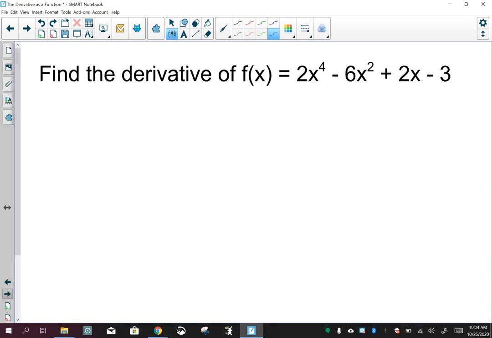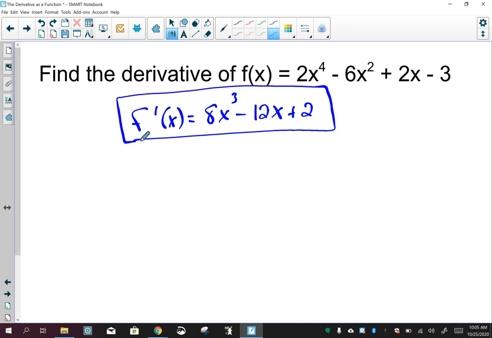Let's look at some examples here. Find the derivative of f of x equals 2x to the 4th minus 6x squared plus 2x minus 3. You should be able to do this problem in about 15 seconds at this point. So f prime of x equals 8x to the 3rd minus 12x plus 2. And you are done. It's just the power rule, power rule, power rule, and the constant rule in this one. So just remember that.